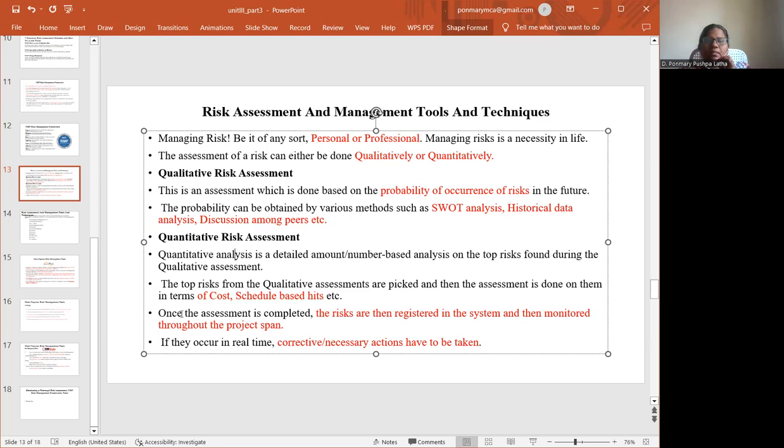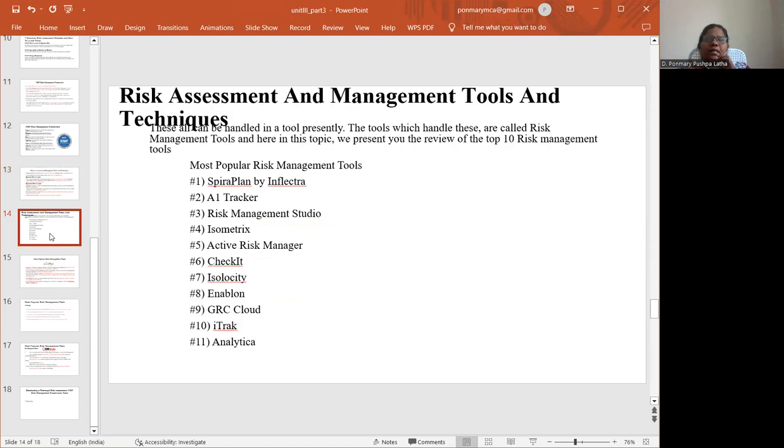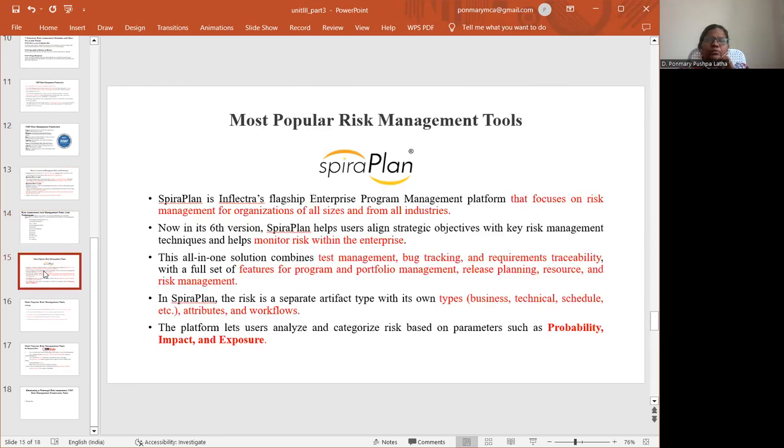The next one is quantitative risk assessment. This deals with cost and schedule. So what is the deviation in the schedule, or what is the deviation in the cost, which are dealt with by quantitative risk assessment. And we take the necessary action. There are many risk assessment and management tools: Spira plan, A1 tracker, risk management studio, etc. We are going to see one or two tools.